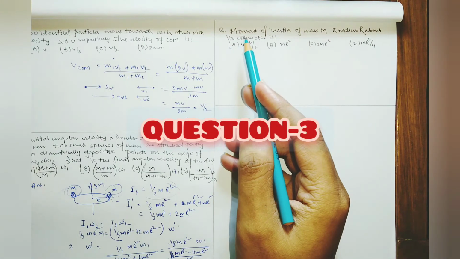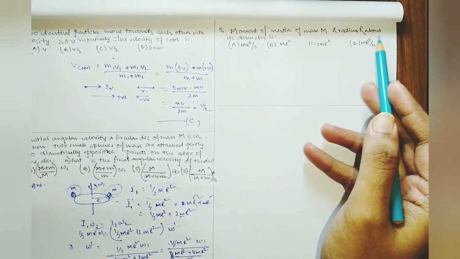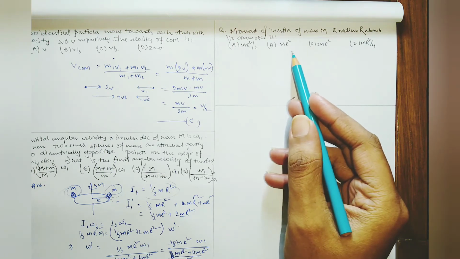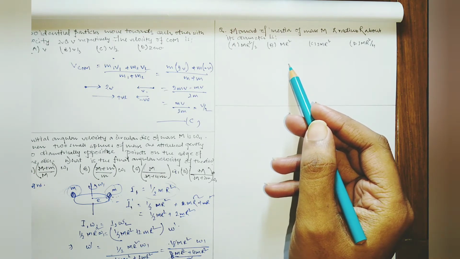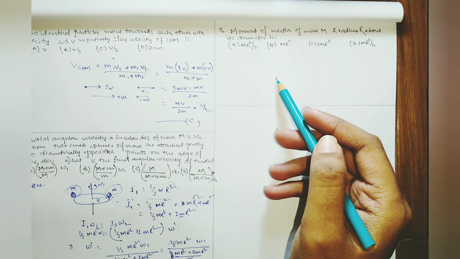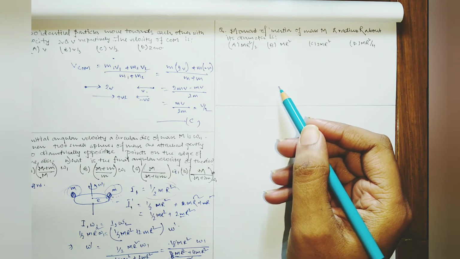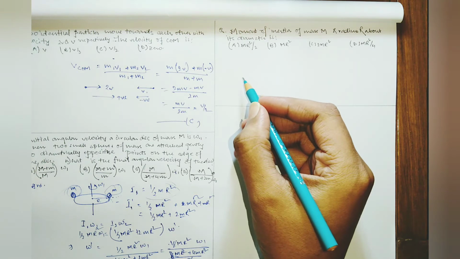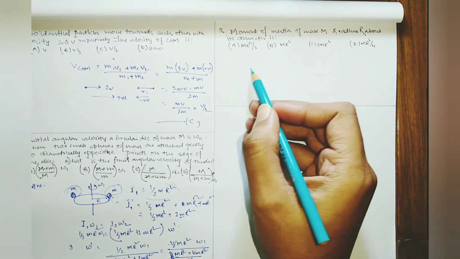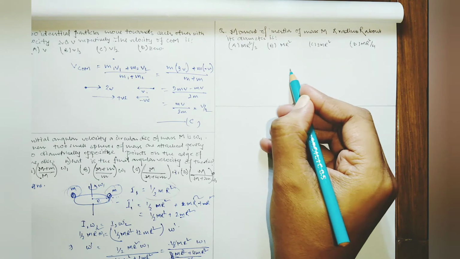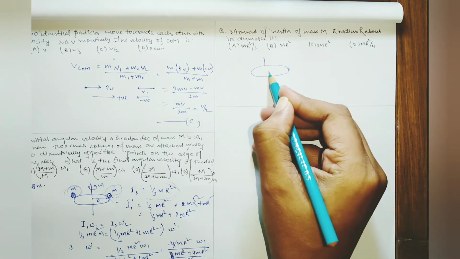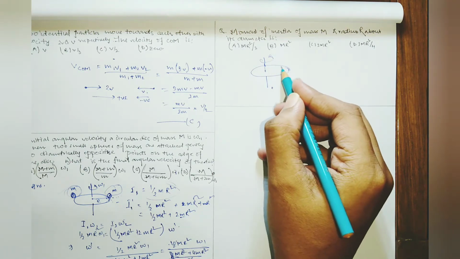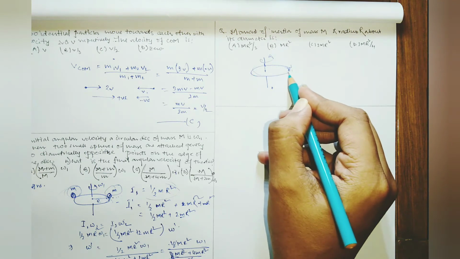This is the third question, which reads: the moment of inertia of a ring of mass m and radius r about its diameter is? Options are given. This is a very simple question, and the probability of this type of question coming in recent years' JEE Mains is quite low, but still you never know, it may appear. So first you try, and then I'll give the solution. Suppose this is the ring and this is the axis of rotation. This is a ring made of a wire.